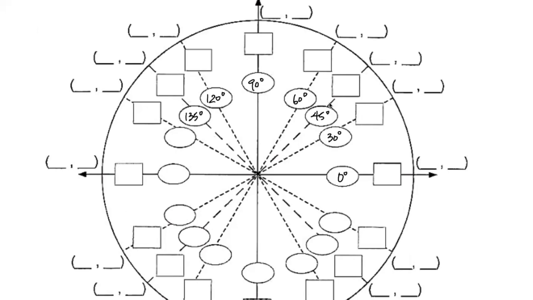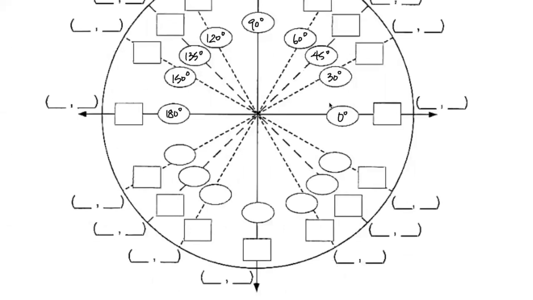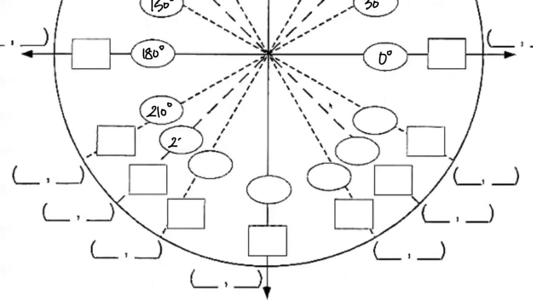To get to the next one, do we add 30 or 15? We add 15 again, we get to 150, great. Do we add 30 or 15? 30, so we get to 180. Let's keep going. Next one, 210, great. Next one, we add 15. The lines that are closer together, we only add 15. So that's going to make this 240, and we know this one is 270.